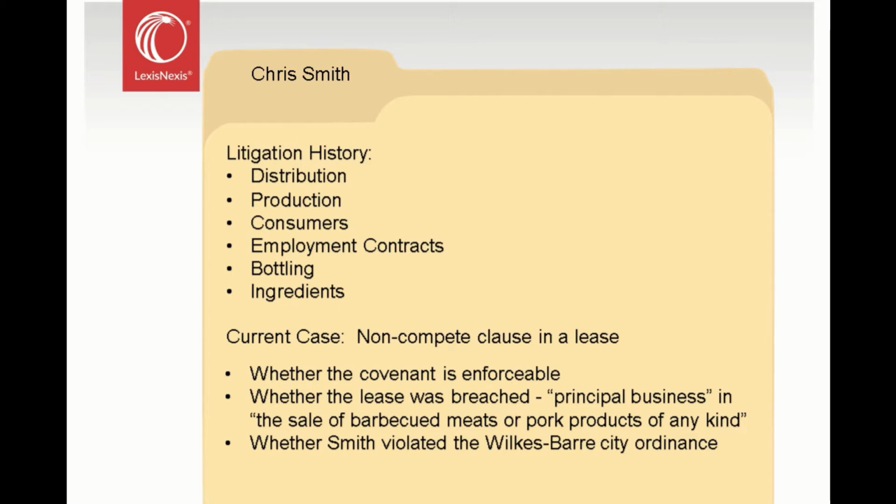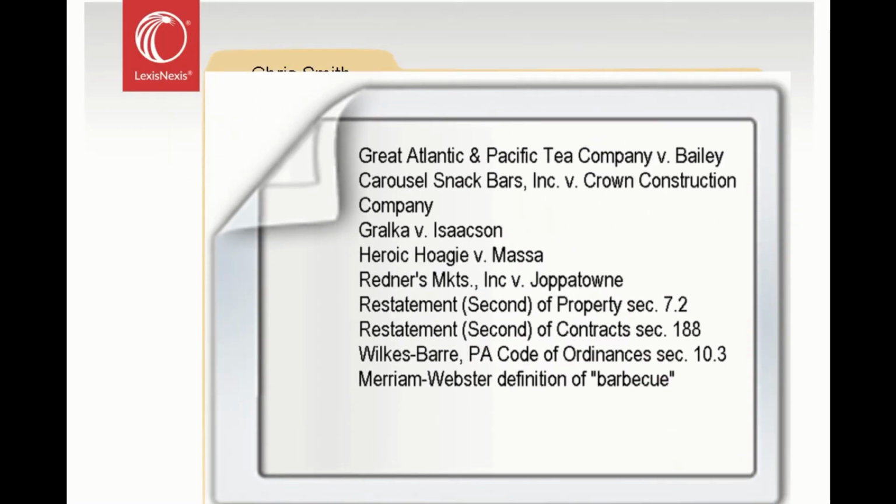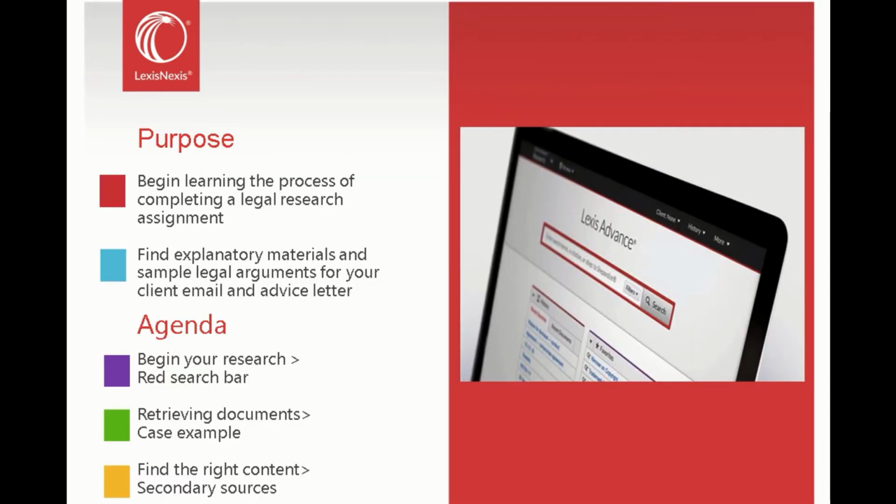You have been provided with 6 cases, 2 restatement provisions, a city ordinance, and a dictionary definition to complete this assignment. The purpose of this video is to show you how you could have found those sources, to begin teaching you the process of completing a legal research assignment. In addition to finding these resources, the videos will also lead you to explanatory materials and sample legal arguments, which will be helpful to you as you write your own legal explanations and arguments for class. In this video, I'll teach you how to run a search on Lexis Advance, we'll walk through a sample case, and you'll learn how to find relevant secondary sources.